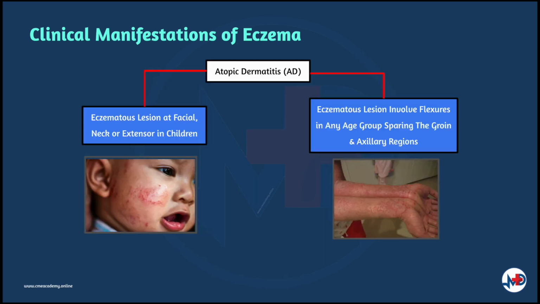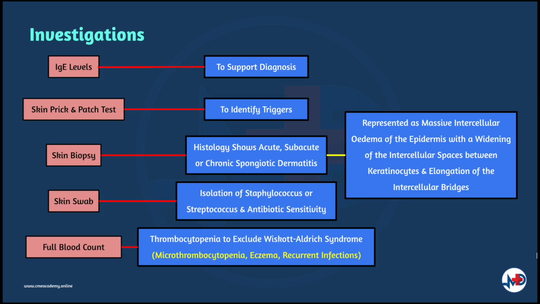Atopic dermatitis should be suspected if the patient presents with eczematous lesions at the face, neck, and extensor surfaces in children, but flexural involvement in other age groups which spares the groin and axilla. However, supportive lab investigations can be done to rule out differential diagnosis.